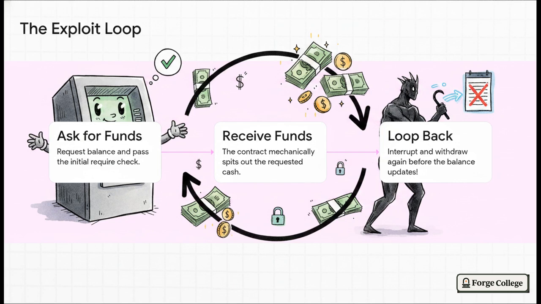And step 3 is where the exploit happens. Because you have a malicious fallback function, you loop back, interrupting the machine before it updates your balance and say, "Hey, can I withdraw $100?" The ATM checks its unupdated ledger, sees you still have $100 on record, says sure thing, and hands you more cash. You literally loop this until the machine is completely empty. It's a crazy bug, but it brilliantly illustrates the exact logic flaw.